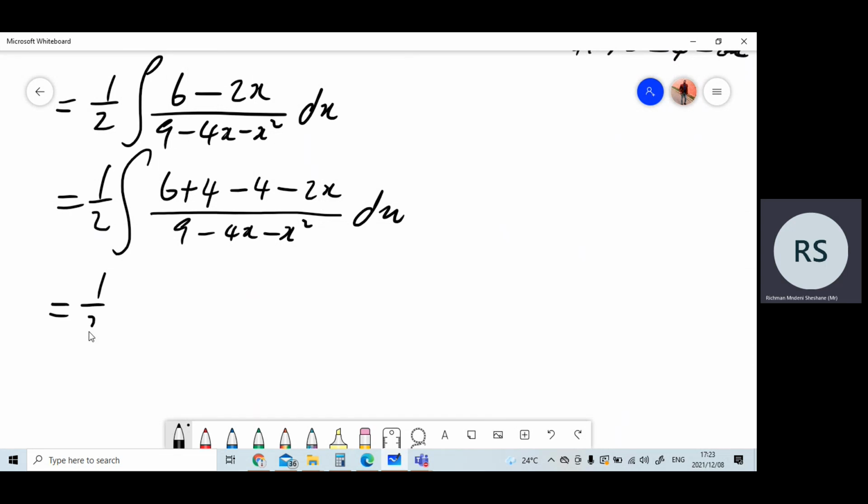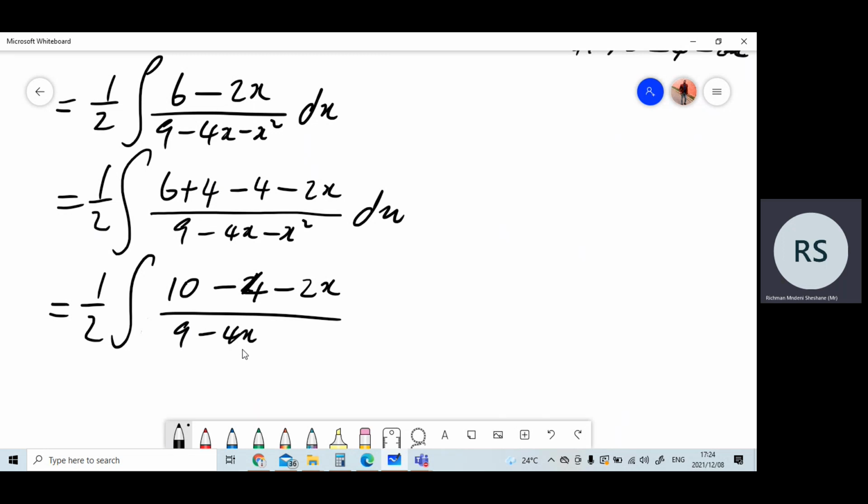This will be 1 over 2 integral. Before brackets, let me just do it like this. This will be 10, because this 4 will be part of the 6, and 6 plus 4 is 10. And let me leave this derivative of the denominator like this, 9 minus 4x.